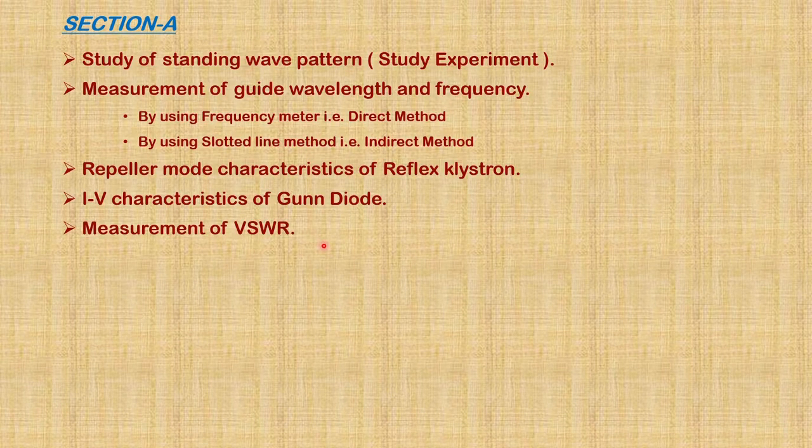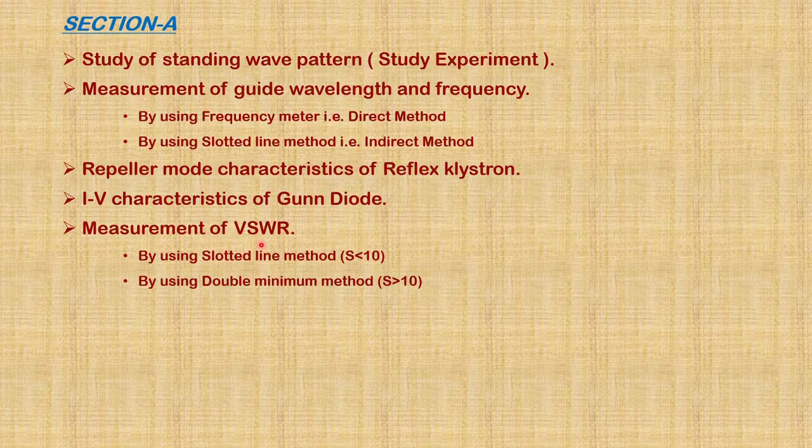Next experiment is measurement of VSWR, voltage standing wave ratio. This is an extension of the first experiment. There we discuss how standing waves are formed, but here we discuss how to find the value of S. If the value of S is less than 10, we use the slotted line method to find out VSWR. If S value is greater than 10, we use the double minima method for finding VSWR.